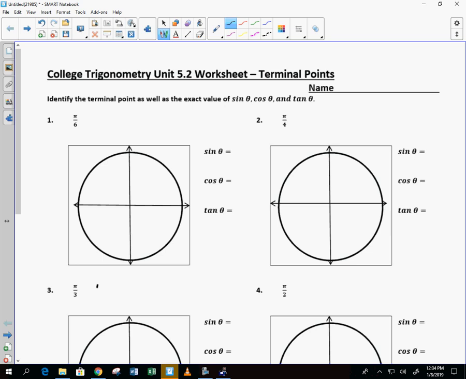Pi over 6, converted to degrees, 30. So I got a 30, 60, 90. Hopefully it comes pretty quickly to you what the terminal point is. What's the terminal point? Root of 3 over 2, 1/2. So sine is which value? So the sine is the root of 3 over 2. What's cosine? 1/2. How do I compute tangent? I take y divided by x.